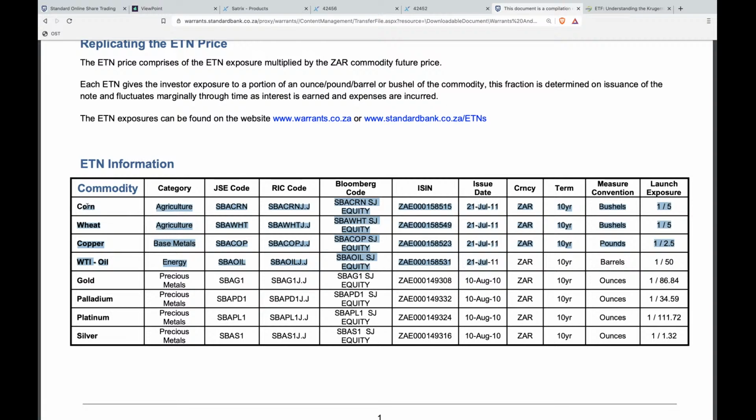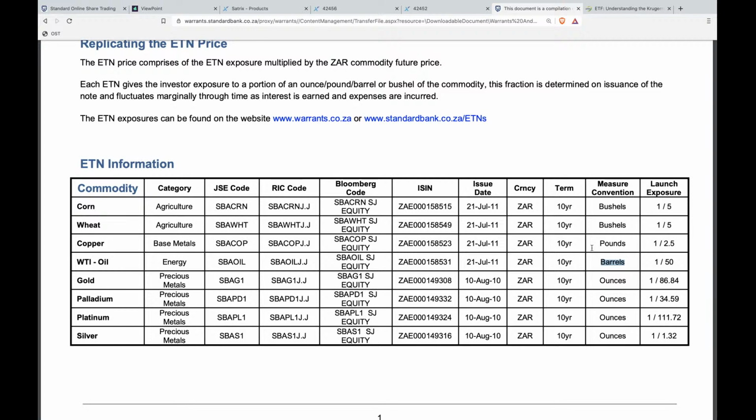Very important. Now, issue date is nice. Expiry date is 10 years after that. It's important. For example, with copper, we're looking at the pound price, not the ton price. With West Texas, we're looking at barrels. But here's the thing: exposure at launch. In other words, there were 50 barrels in one of those ETNs, 2.5 pounds of copper, 5 bushels of wheat, 5 bushels of corn.